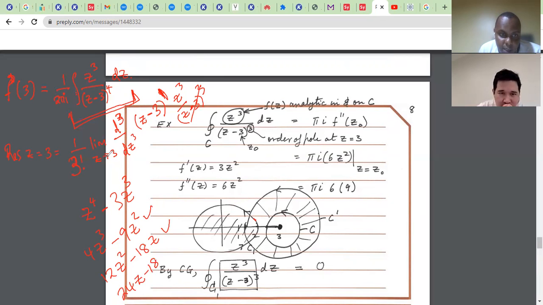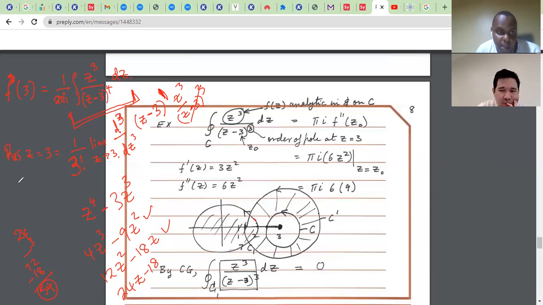And then we let z approach 3. So if z approaches 3, it's going to be 24 times 3, 72. 72 minus 18 is 54. So it's going to be 54.